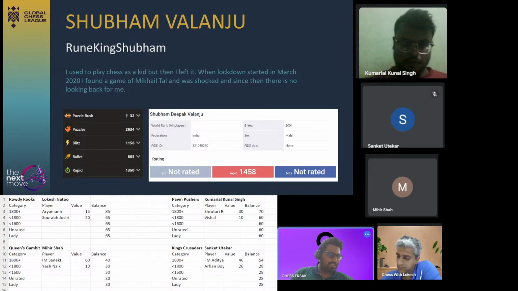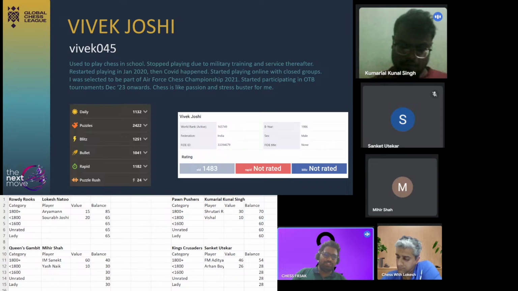Let me pick up the second chit. Player number 4 it is. Vivek Joshi. Player number 4, Vivek Joshi up for auctions. You have seen his profile. He used to play a lot of chess in school. He stopped due to his military training. Started playing in January 2020 during COVID. He has played a lot of online chess with close groups. He was a part of the Air Force Chess Championship in 2021. He has also experience of playing OTB tournaments since last year, December 2023, and it is a stress buster for him. FIDE standard rating of 1483.